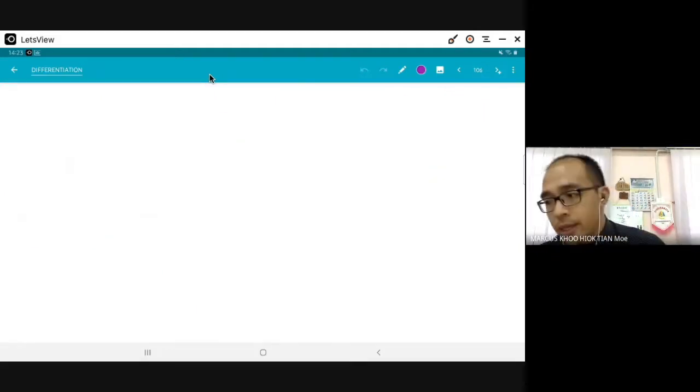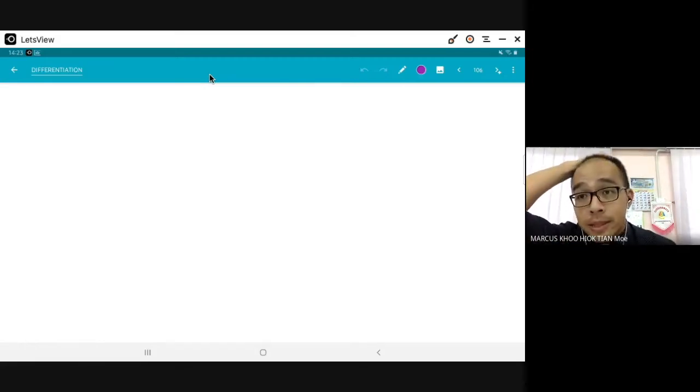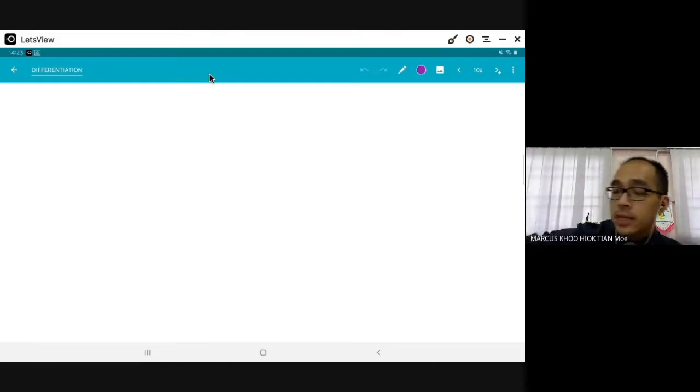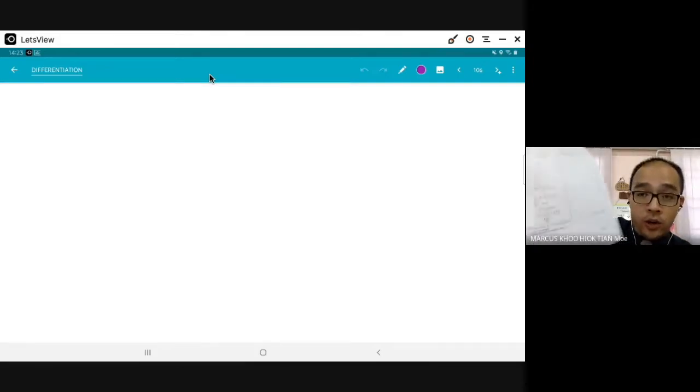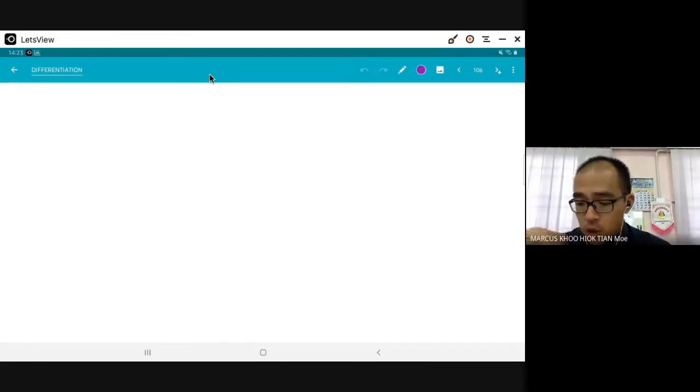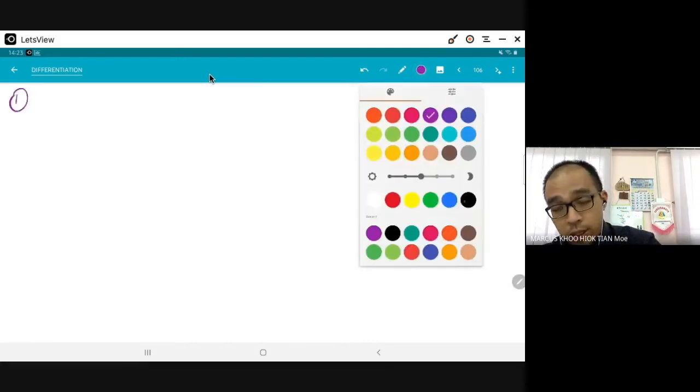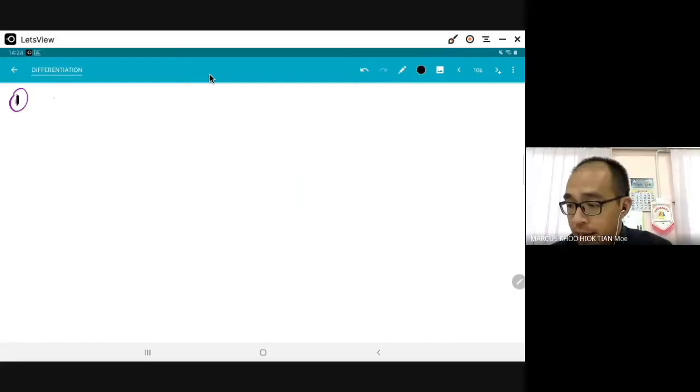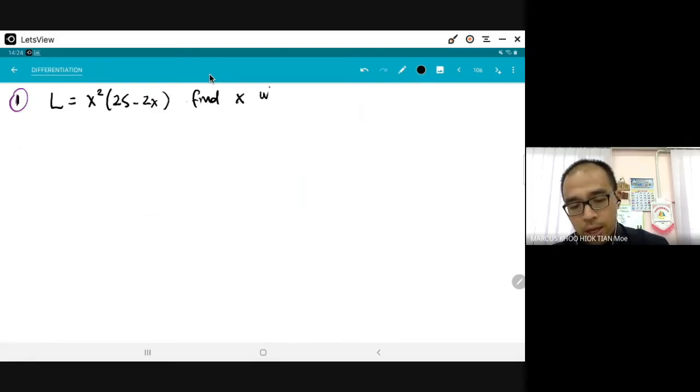Okay, the second thing is we want to look at problems that involve maximum and minimum values of a function. So please turn to page 24 in your handout. Now, I want to go straight into question 1. Do you guys have the handout? You are given L equals x squared, 25 minus 2x. Then it says find the value of x when L is maximum.